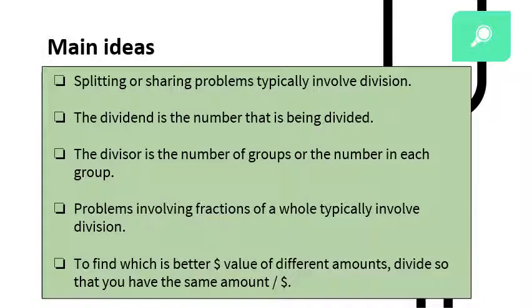And lastly, to find which is better value for money of different amounts, try to get them down to a common amount. So you might want to divide so that you have the same amount and then the cost for that amount. For example, with our 100 grams of candy, we brought that second price down to 100 grams. And same with the soda example, we divided each of those so we had 100 mils and we could compare the prices. We're comparing the same amount, and that way we can find out which one is better value.